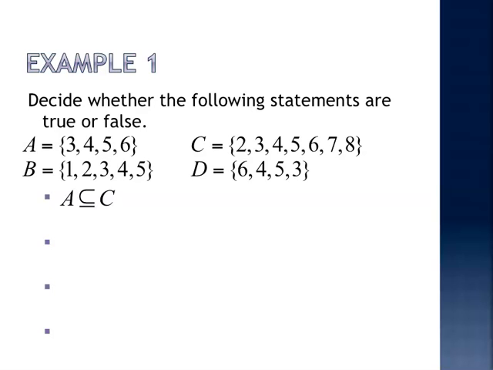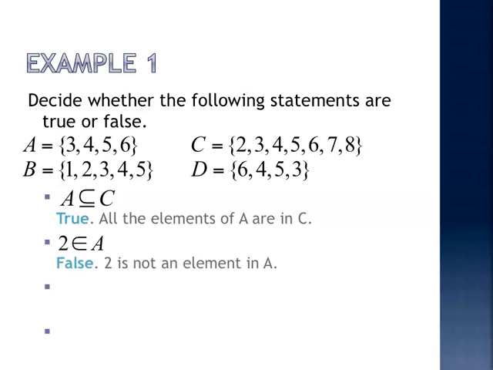So 3, 4, 5, and 6. Yes, those are all also in C, 3, 4, 5, and 6. So this is true. All the elements of A are in C. All right, look at the next one. This reads that 2 is an element of A. You look at your set A, and we do not see 2 as an element. So we would say this is false. 2 is not an element in A.